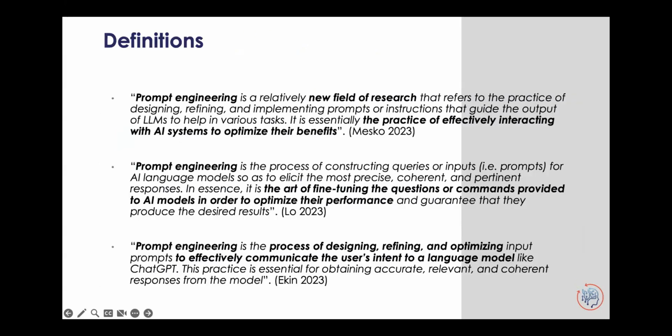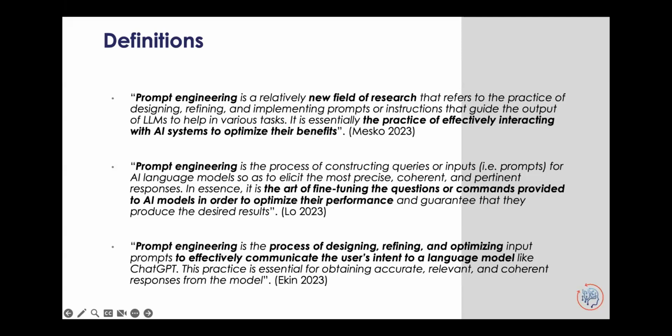Now, I've been looking at different studies out there about prompt engineering. As I mentioned, it's a growing field of science. Actually, there are a lot of studies out there. The more advanced the AI chatbot is, the more information there is about how we deal with it and how we get it to do our tasks. So I just picked a few definitions that I thought were interesting and that might help understand what prompt engineering is. Mesko 2023 defined prompt engineering as a new field of research that refers to a practice of designing and refining prompts or instructions. It's essentially the practice of effectively interacting with AI systems to optimize their benefits.